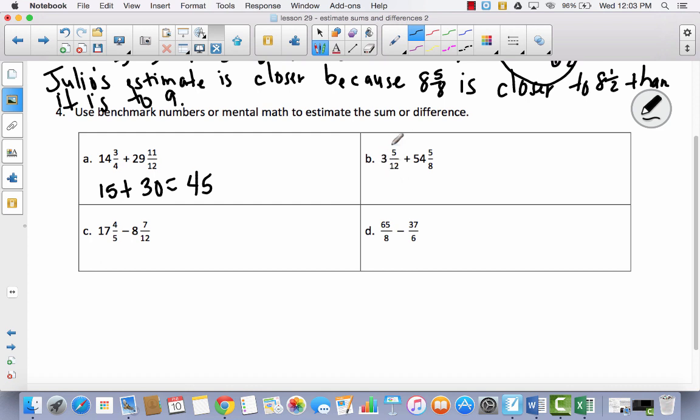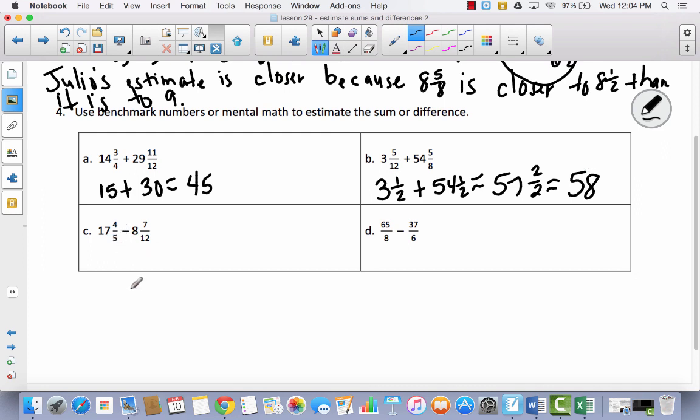All right, so let's take a look at 3 5/12. Well, 3 5/12 is really close to 3 6/12. And 3 6/12 is really close to 3 1/2. 54 5/8, well, 5/8 is really close to 4/8, which is a half. So this would be close to 54 1/2. So if I took 3 and 54 and added them together, then that would give me 57. And if I took 1/2 plus 1/2, that gives me 2 halves. So altogether, this would equal 58.